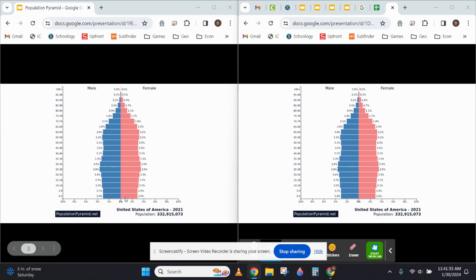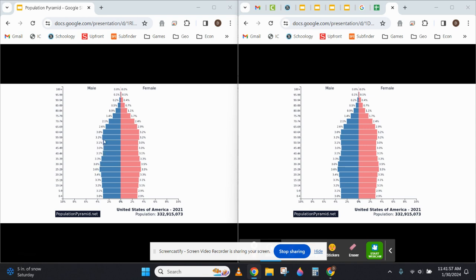What percentage of the population is 0 to 4 and female? Well, it's about 2.9. So each of these bars represents the percentage of people in that category. And you can see, as you get older, the population gets smaller. There's very few 100-year-olds in the United States. There tends to be a lot of late 50, early 60-year-olds. Also tends to be a lot of 20 and 30-year-olds.